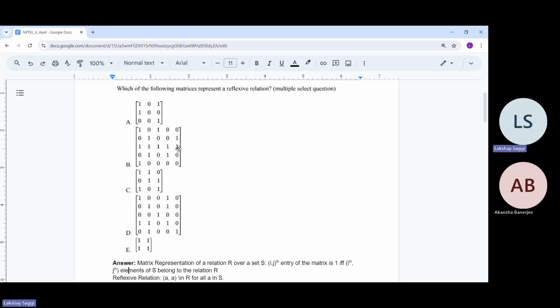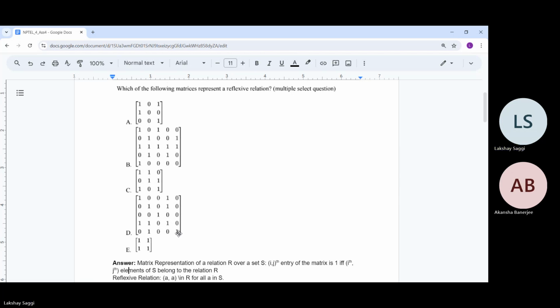So these two entries are not equal. And so this matrix is also not symmetric. Similarly, in option C, again, this entry, first row, second column, and second row, first column, these two entries differ. So it's also not symmetric.